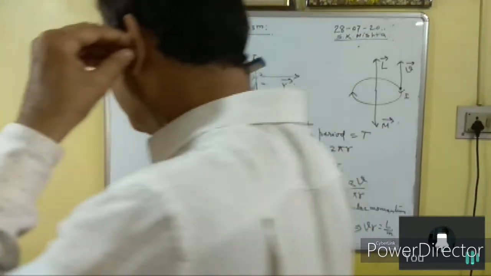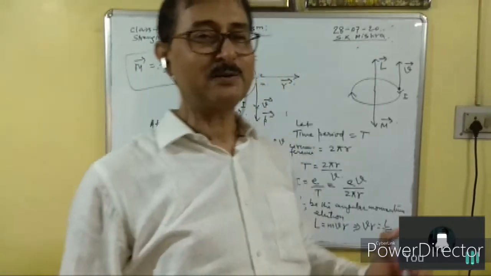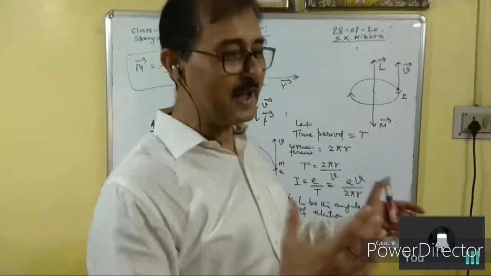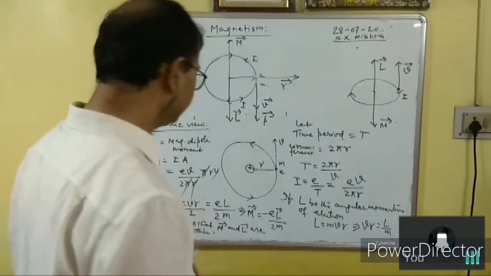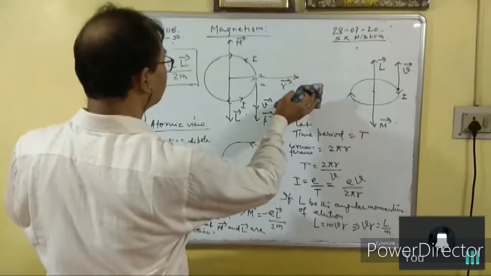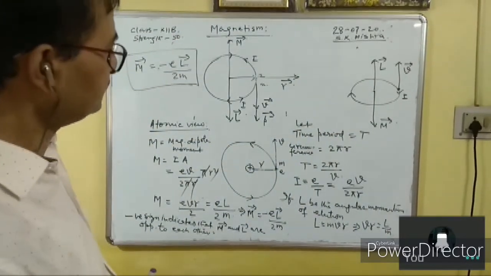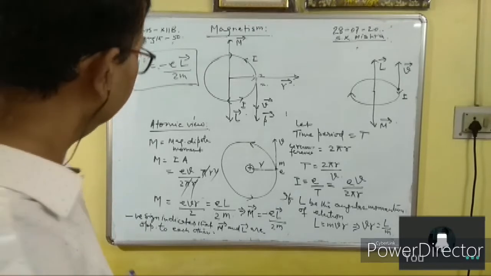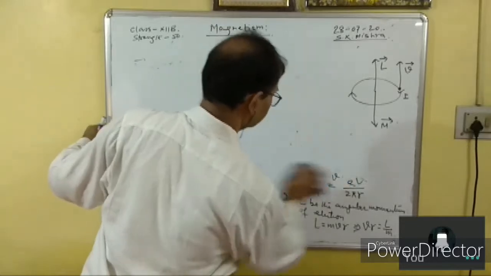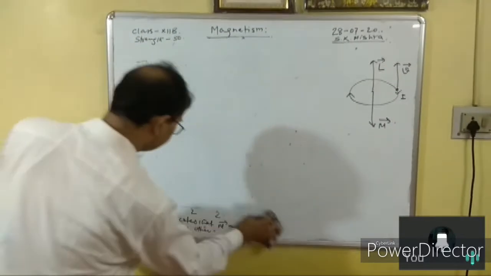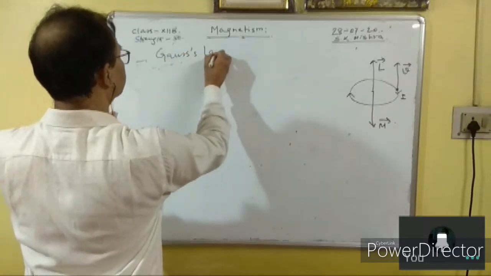So if the electron starts revolving, I'm making the diagram. Now the electron starts revolving in clockwise direction. Then velocity will be along the tangent. This is the electron of mass m, and if the electron is revolving this way, then the current will be opposite to this. It is clockwise, so the current will be anti-clockwise. And if the current is in anti-clockwise direction, then the upper face will indicate north and the bottom will indicate south. Then the dipole moment will be along this direction.